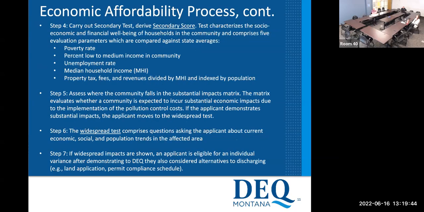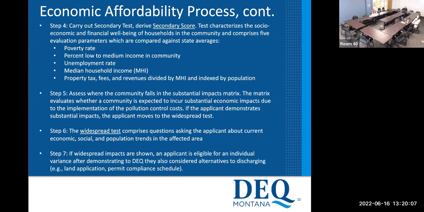Next, the fourth step, assuming someone is still moving forward in this process, is that we carry out what's called a secondary test to derive a secondary score. The key aspect of this test, and these were very carefully reviewed, I might add, and even updated and modified by the group that I mentioned back in the late 2000s.